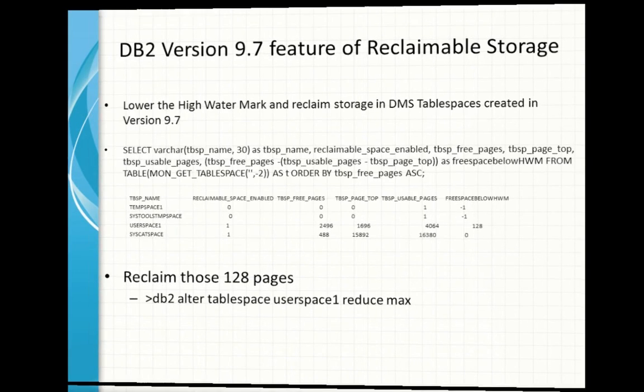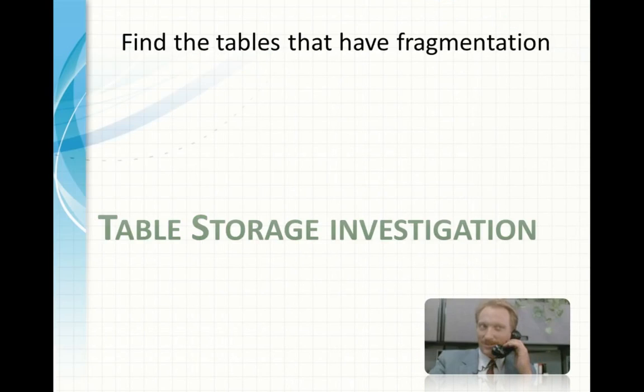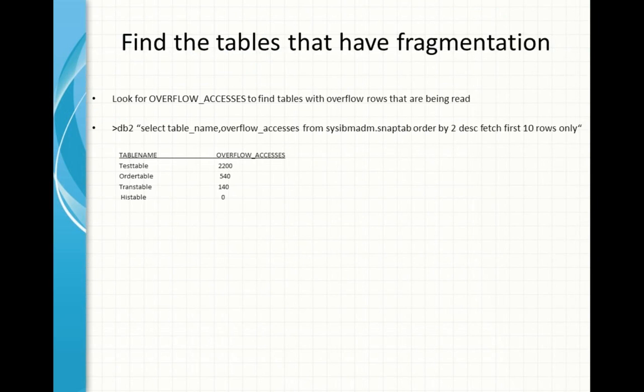A good way to get started is this query that I have for you using the MON_GET_TABLESPACE function. What it'll tell you, in the reclaimable space enabled column here, is which tablespaces have that enabled. It'll also tell you, in the far right column, how much free space is below the high watermark. So in this example, we can reduce USERSPACE1 by 128 pages very easily with this reduce command.